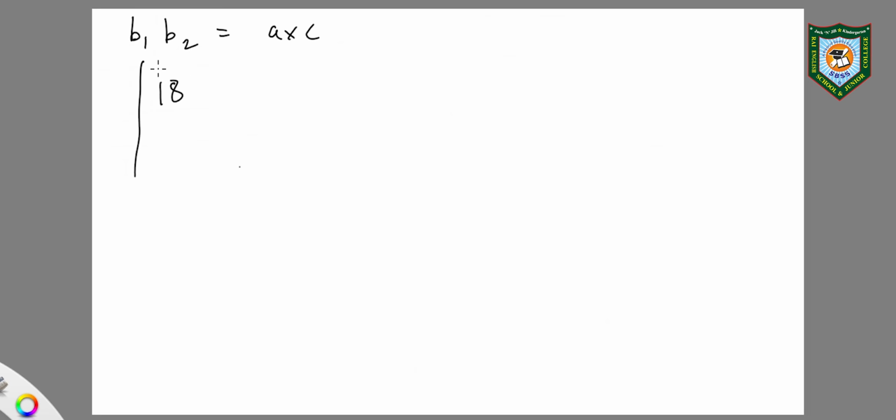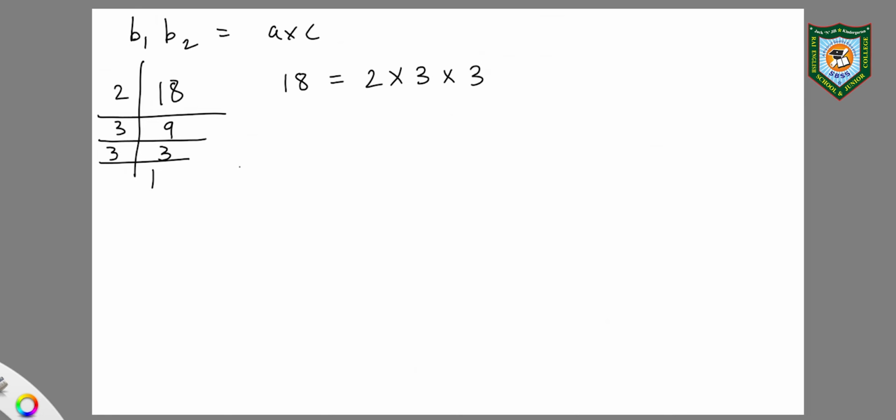So initially we'll start factorizing 18. Here I have 18. This can be divided by 2, this becomes 9, this is 3, this is 3, this is 1. So 18 can be written as 2 into 3 into 3. Now remember, the roots will be a combination of this set of numbers. So let's try out. Let's start with 2 and 3 into 3.